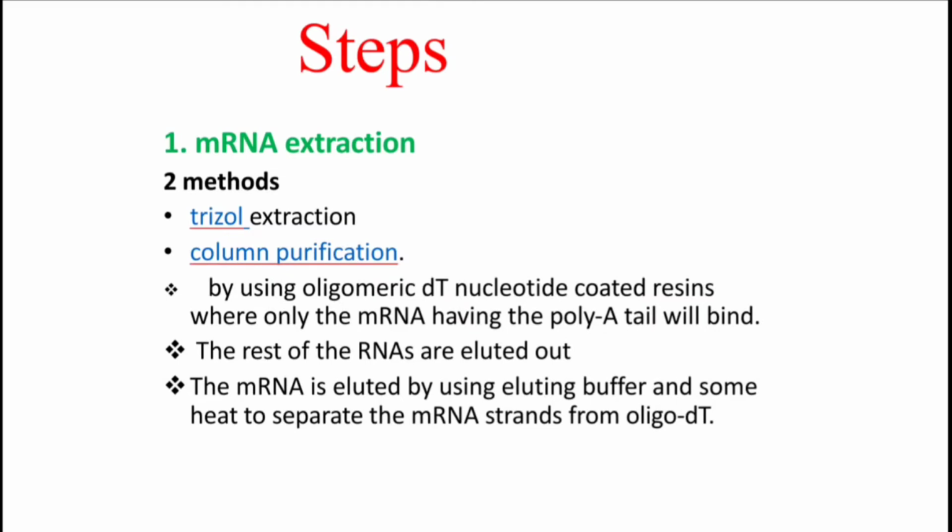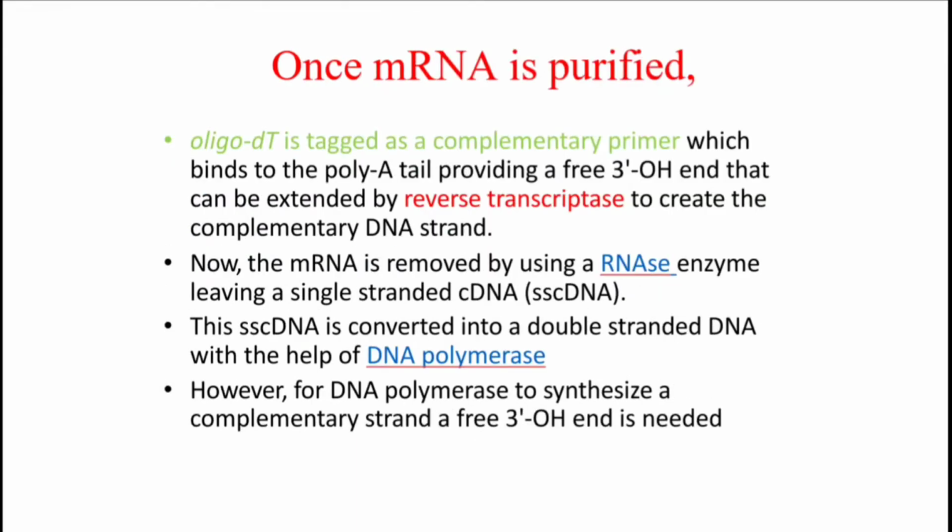What are the steps in cDNA library creation? First is the mRNA extraction. Second are the methods, the TRIzol extraction and column purification. We do this using oligo-dT nucleotide coated resins, where only the mRNA having the poly A tail will bind. The rest of the RNAs are eluted out. The mRNA is eluted by using elution buffer and some heat to separate the mRNA strands from the oligo-dT.